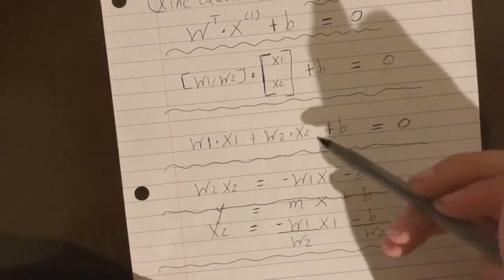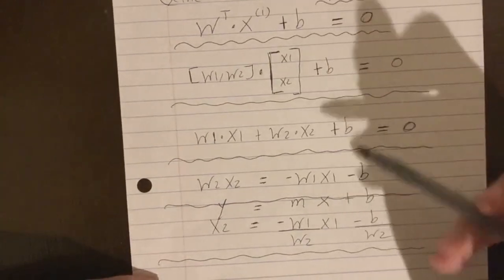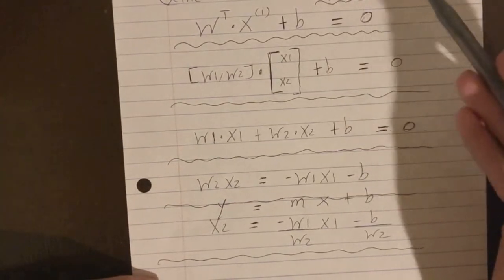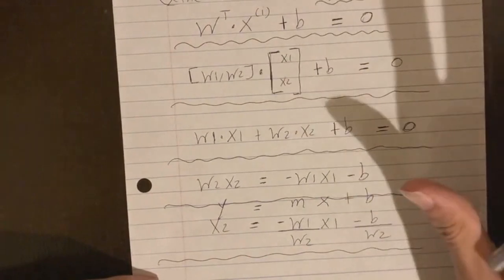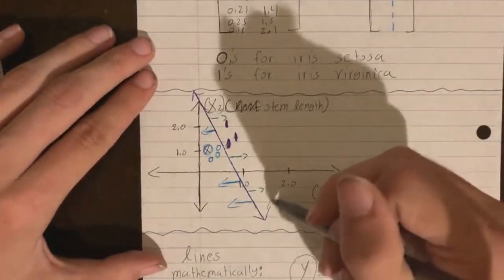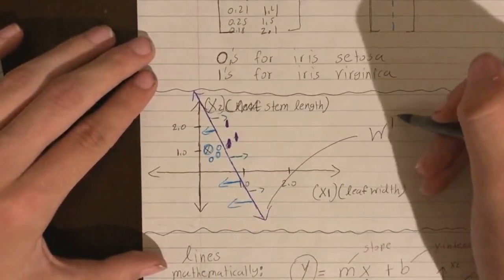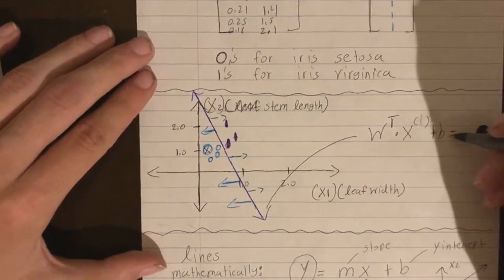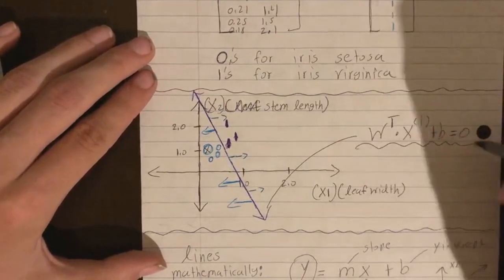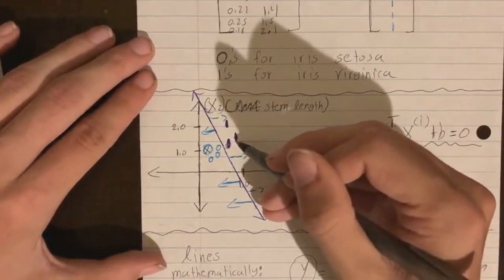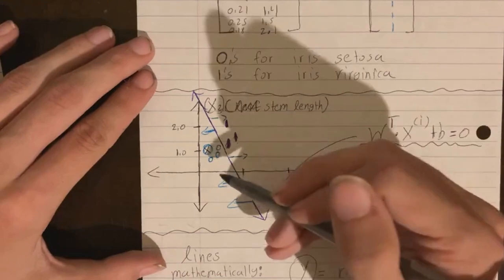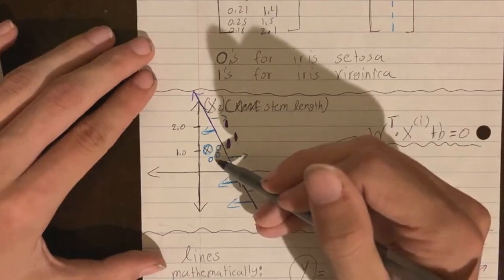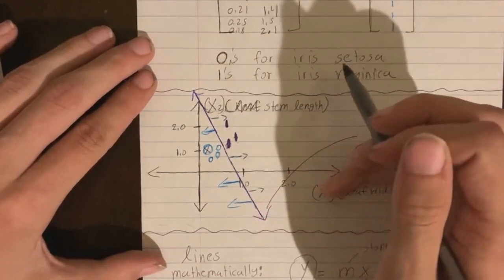But I just showed that this equation does describe a line just like y equals mx plus b, so you can use it to separate the two classes in our original data set. This line would be W transpose times X of i plus b is equal to 0. That's what describes this blue line that separates the purple Iris virginica data points from the zero, or Iris setosa, data points.